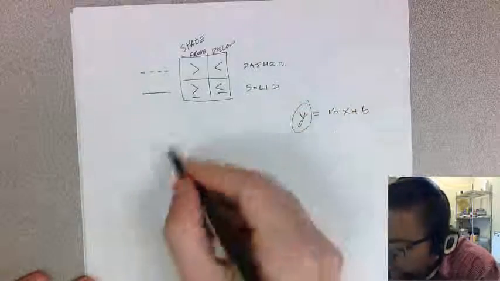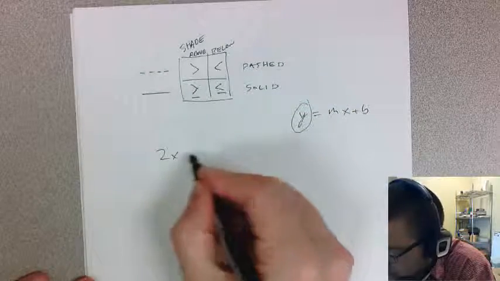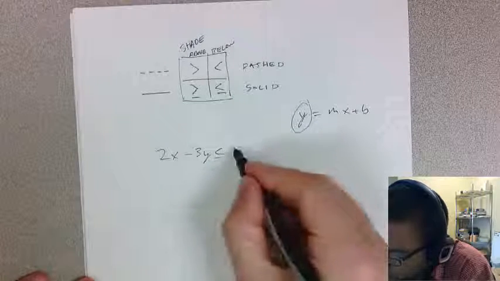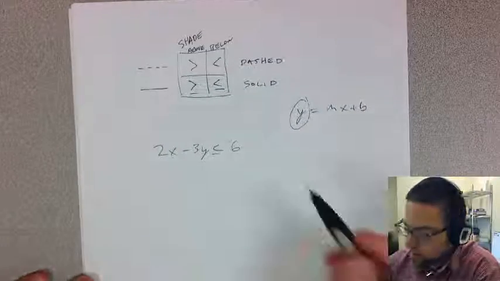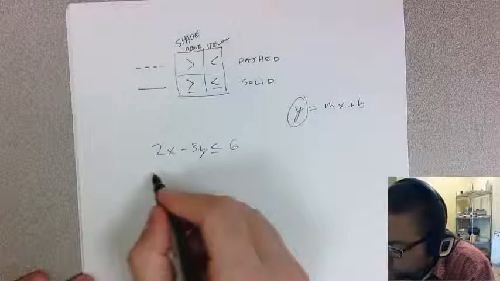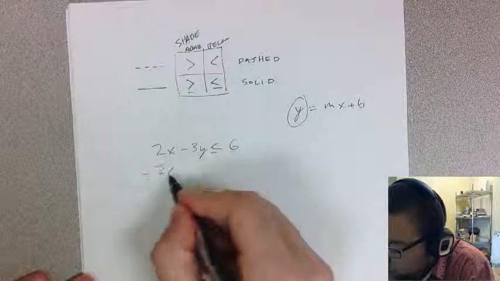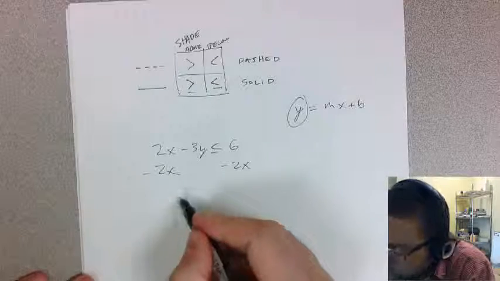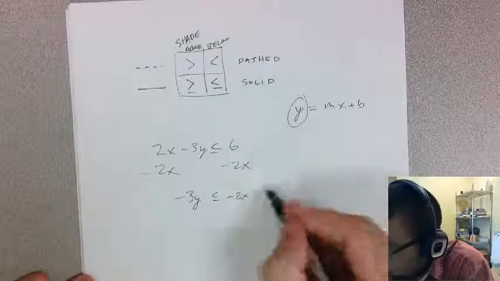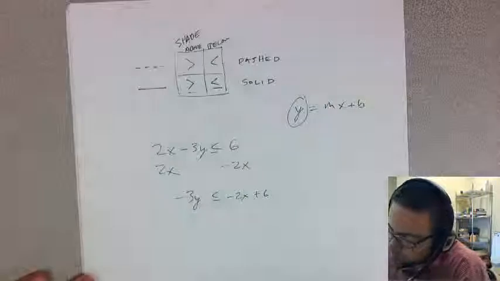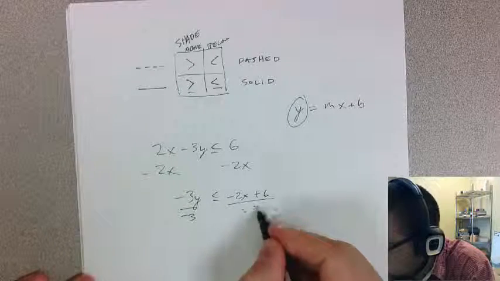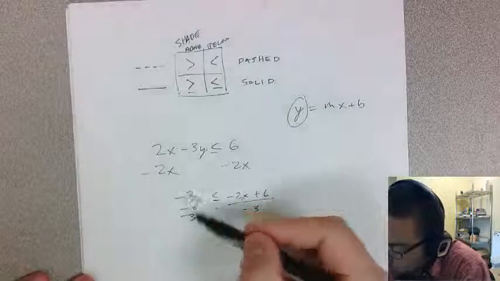Okay, but if it's in another form, so let's say you got something like this. Let's go ahead and graph that one. So what I want to do is solve it for y. I'm going to move this 2x to the side by subtracting 2x from both sides. And then I get negative 3y is less than or equal to negative 2x plus 6. And then I'm going to divide through by negative 3. And I have to divide this whole side by negative 3. So negative 3 divided by negative 3.